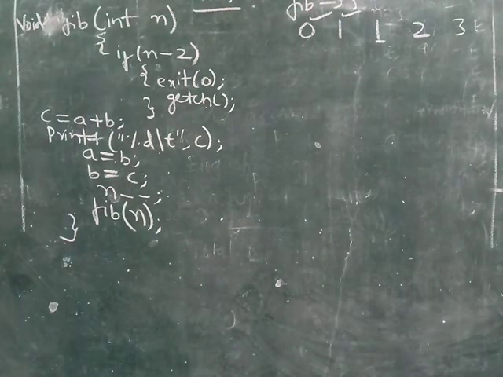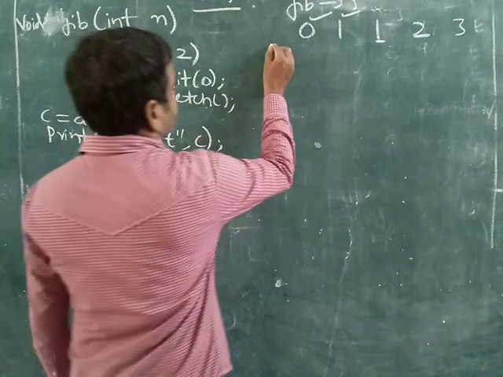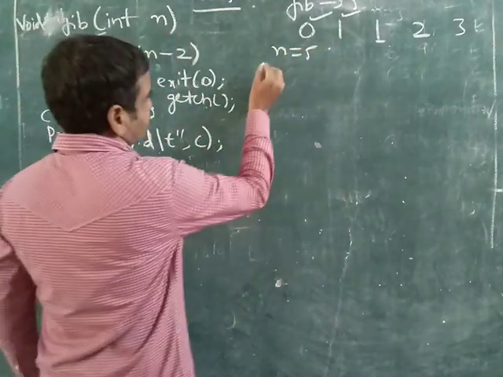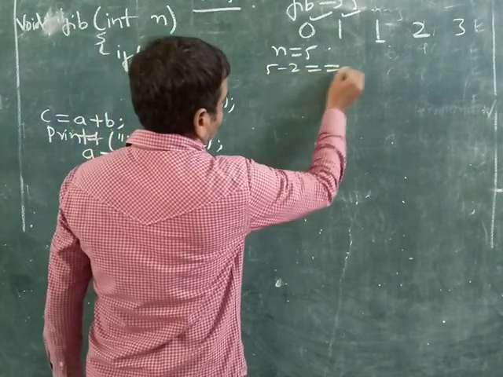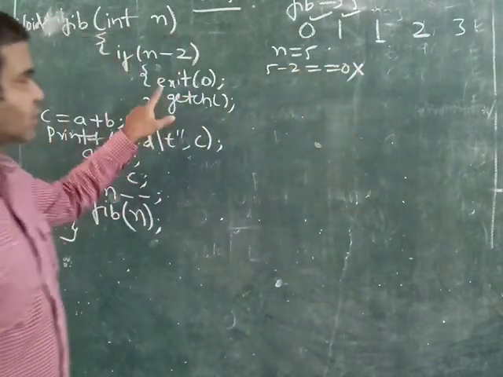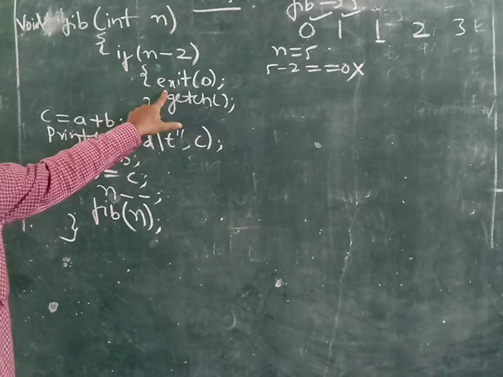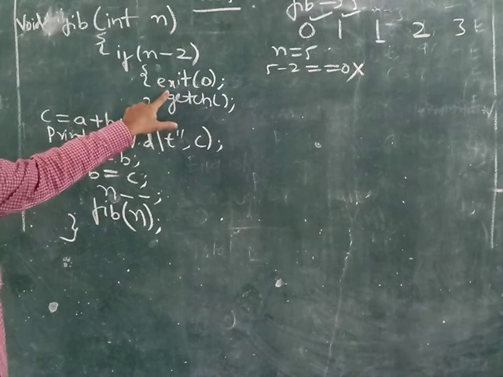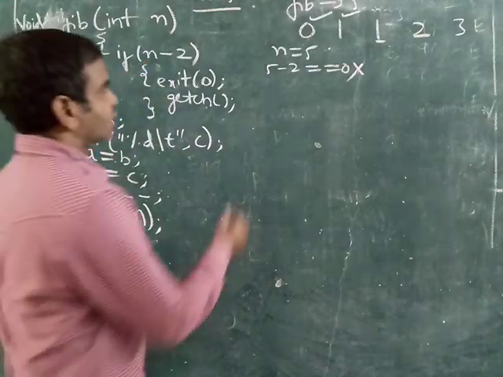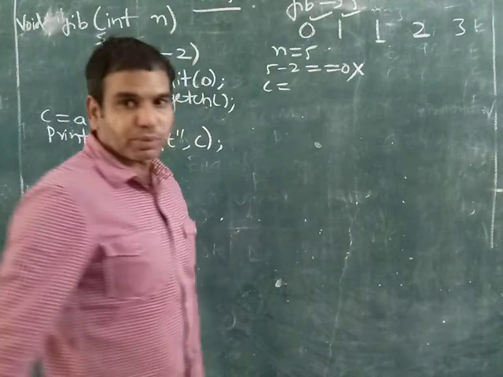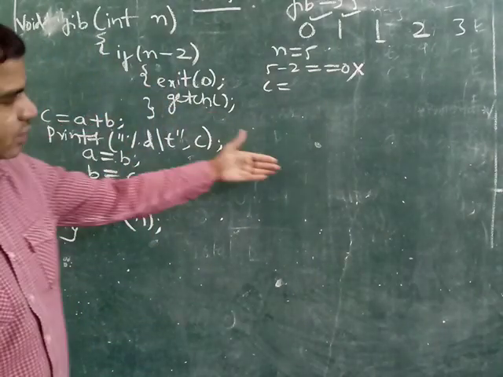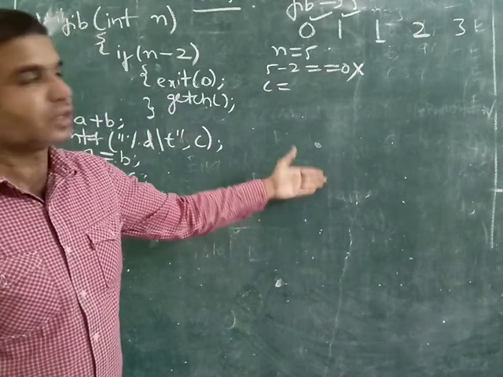So already the 0 1 values are printed. Now I am passing n value equal to 5. So 5 comes here, n minus 2. 5 minus 2 is 3, condition false. If the condition is true, exit of 0 means the cursor exits from this program. Otherwise the cursor comes here, c is equal to a plus b. A value 0, b value 1. Suppose if you take the c value locally here, then printing A, B is a problem. That's why I take it globally.